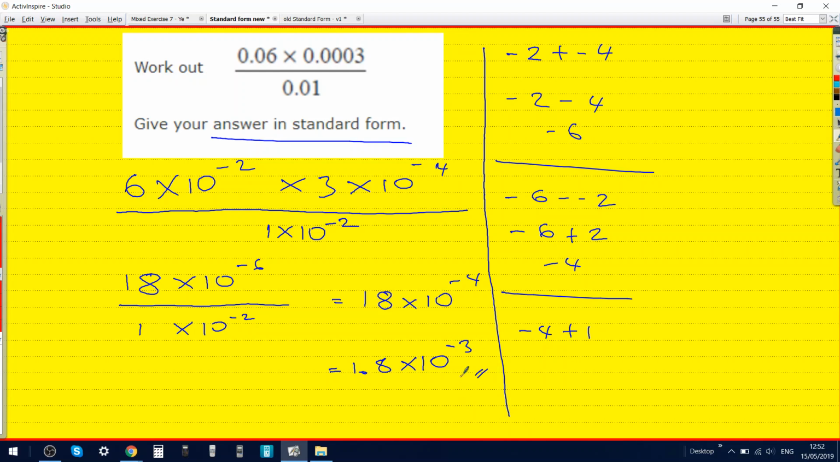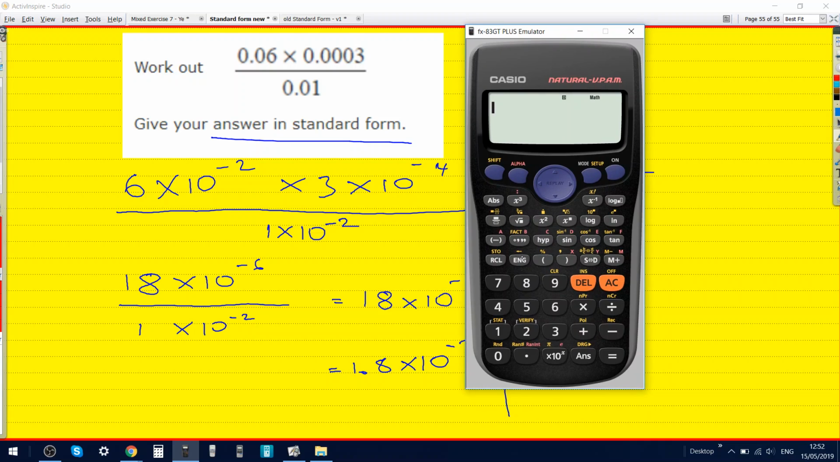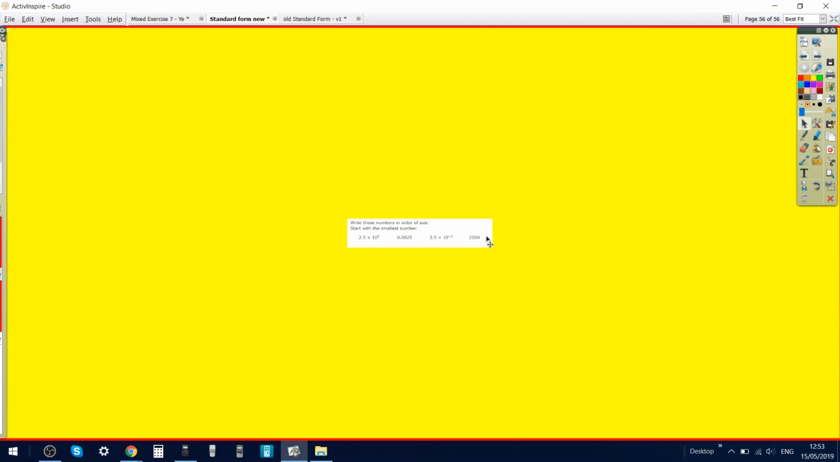Any questions there? No, it makes sense. It's just pretty tricky with the minuses. The only tricky bit is the minuses. Minuses and fractions will never be easy. No one will ever find them easy. Okay, yeah. 1.8 times 10 to the minus 3.